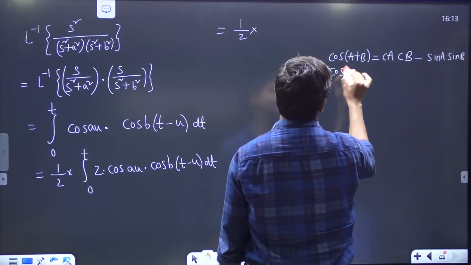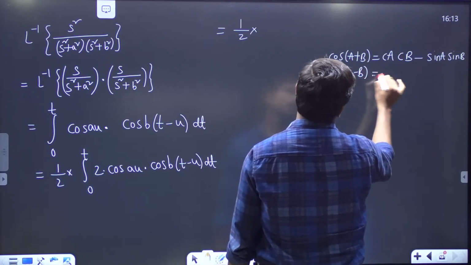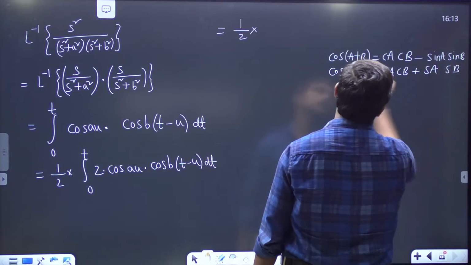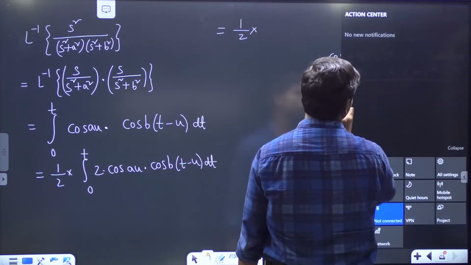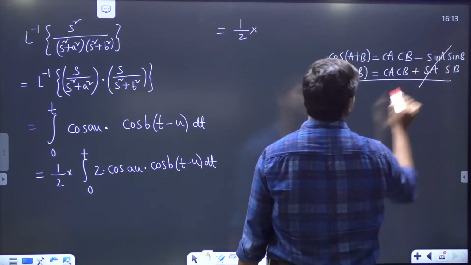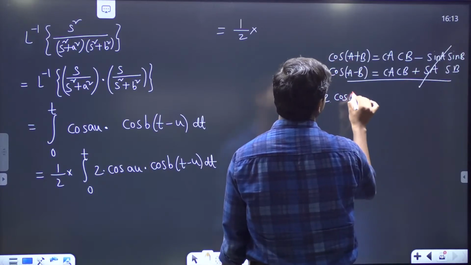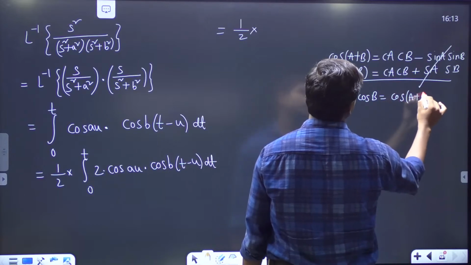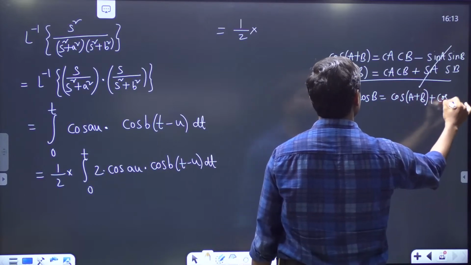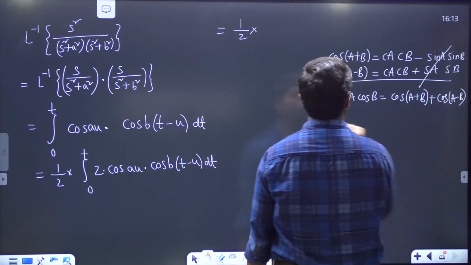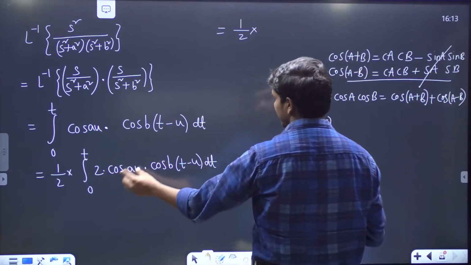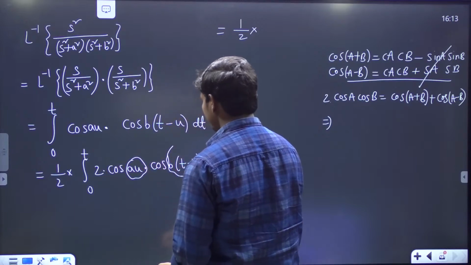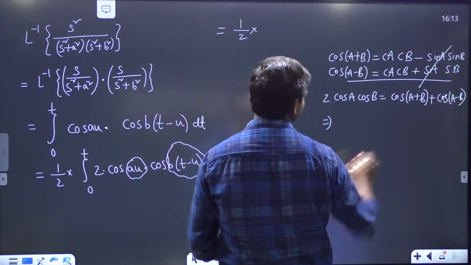Similarly, cos(a − b) is equal to cos a cos b plus sin a sin b. If you add these two things, the sin terms cancel, and 2 cos a cos b is equal to cos(a + b) plus cos(a − b). So 2 cos(au) can be treated as one variable, for example capital A, and b(t − u) can be treated as another variable, which is b.